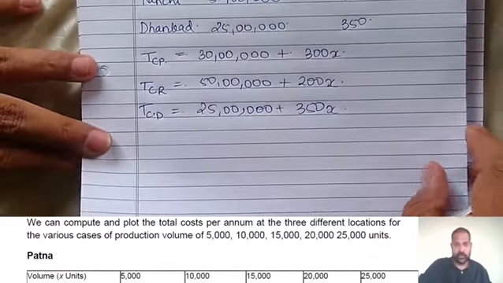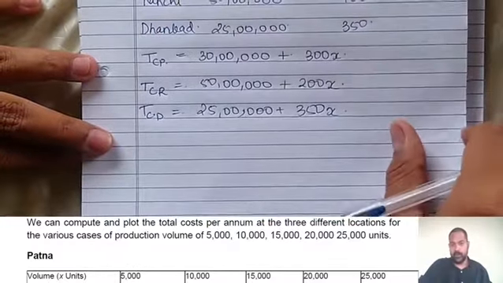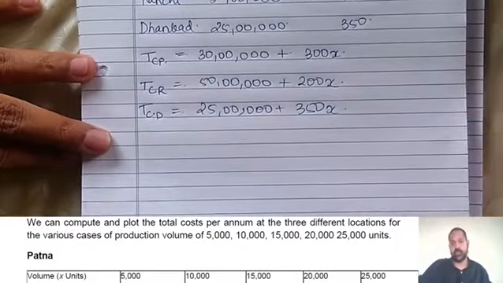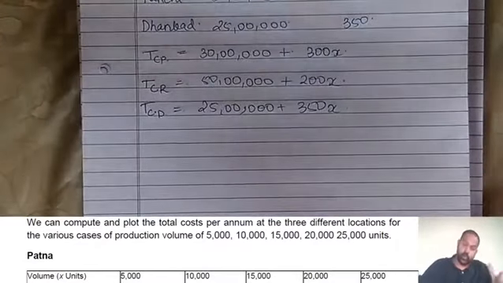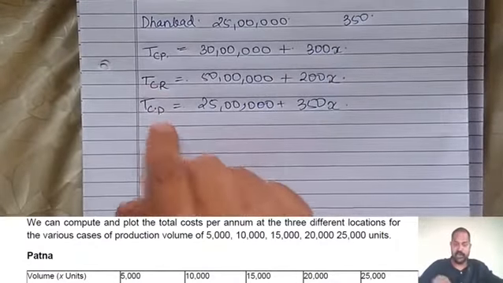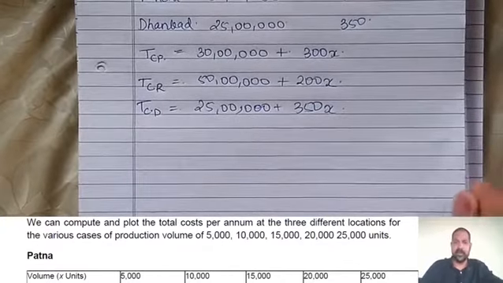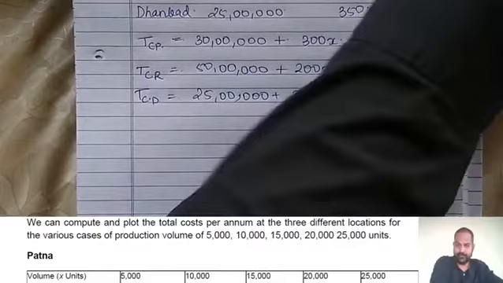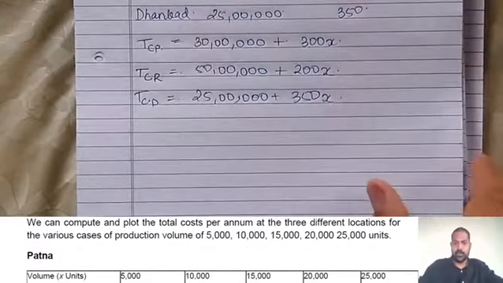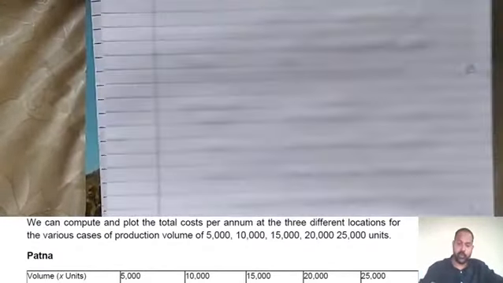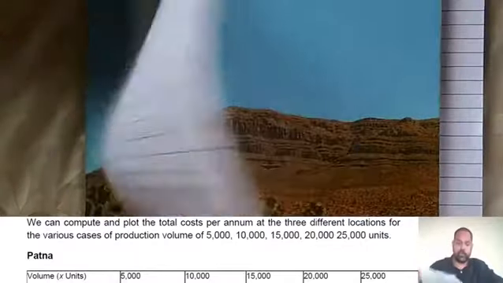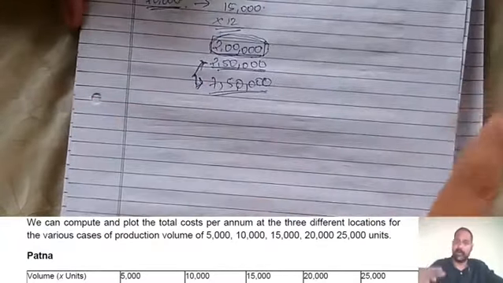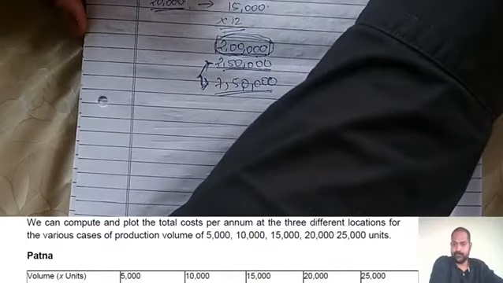So what I'm going to do is, for that range, I'm going to find the total cost of production in Patna, the total cost of production in Ranchi, and the total cost of production in Dhanbad. Then I will know for how many units what is a good idea. So what I need is a table to draw all this and write this down. So I'm going to pause the video, draw my table and then come back.